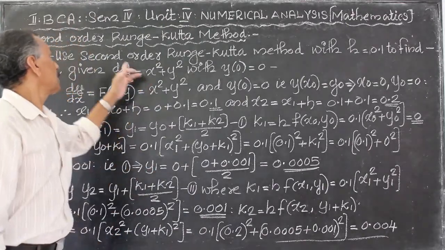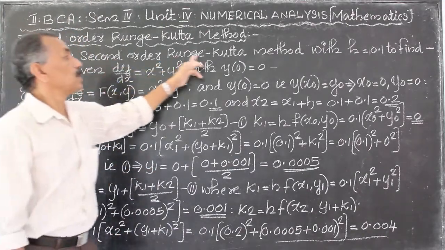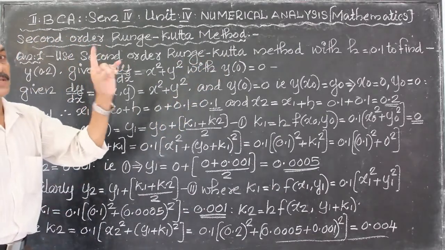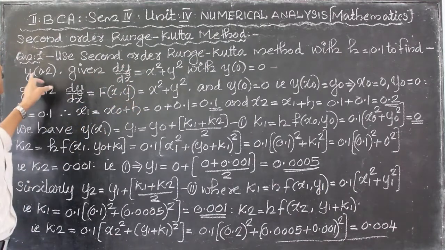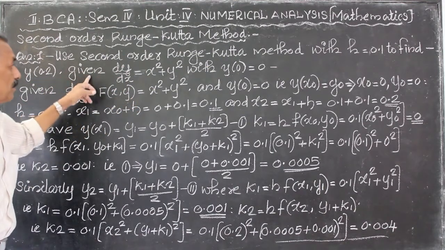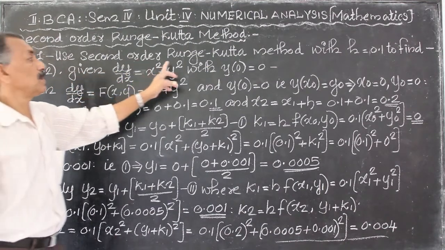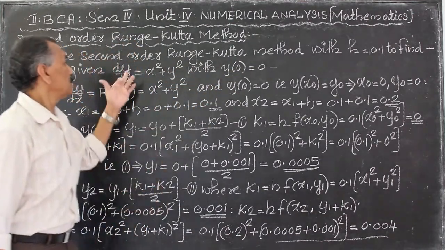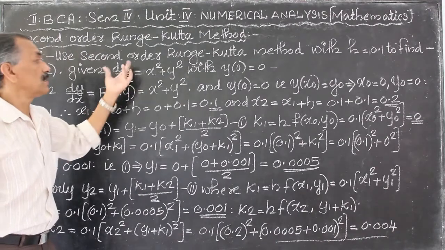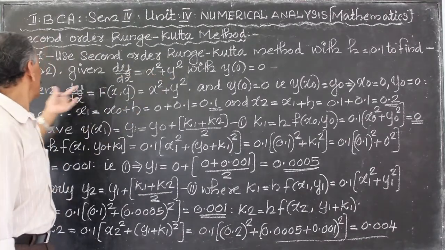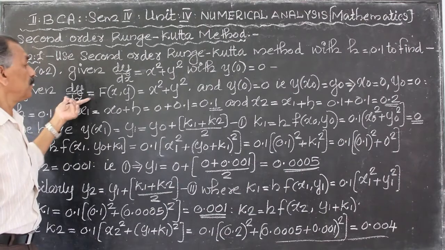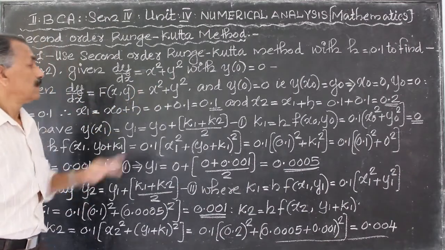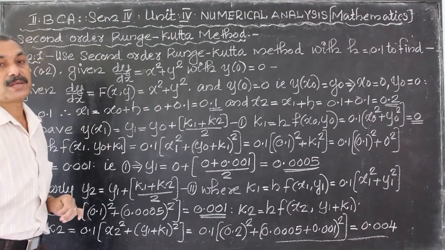Use the second order Runge-Kutta method with h equal to 0.1 to find y of 0.2, given dy by dx is equal to x square plus y square with y of 0 is equal to 0. The given differential equation is dy by dx is equal to a function of x, y. What is f of x, y? x square plus y square.